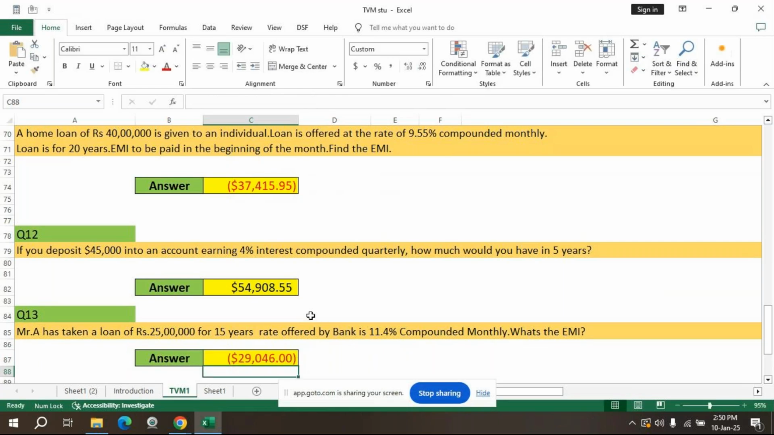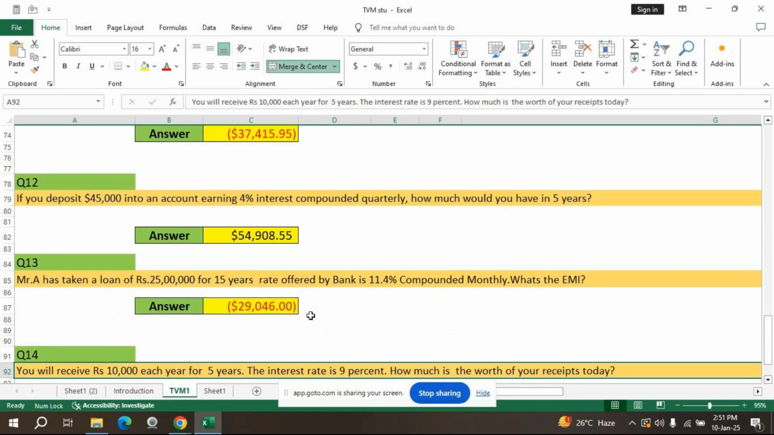See, now you'll be getting 29,046. I mean, you have to pay this much amount. You have to pay 29,046 monthly. Why is it in red color? Because you have to pay it to them, so it is calculated as an EMI. So monthly you have to pay 29,046.